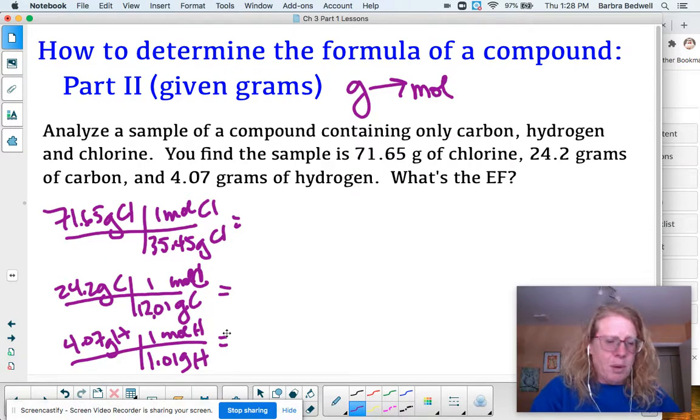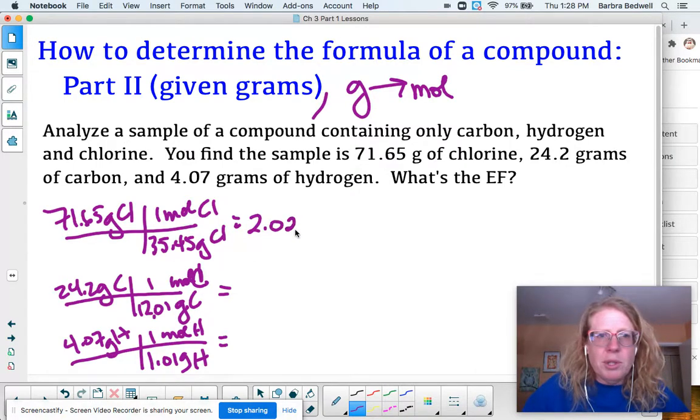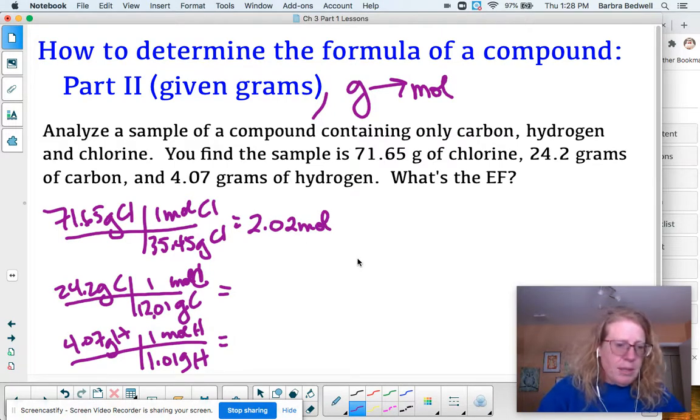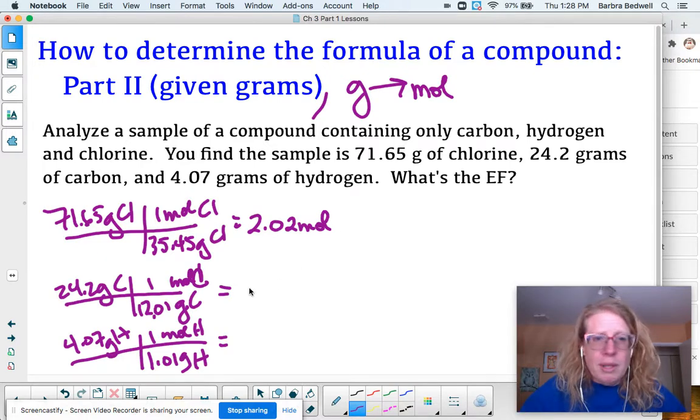Now, what is it? 71.65 divided by 35.45. And the answer to this one is 2.02 moles. And that's chlorine. 24.2, I'm doing carbon now, 24.2 grams of carbon divided by 12.01 grams of carbon is 2.001 moles.